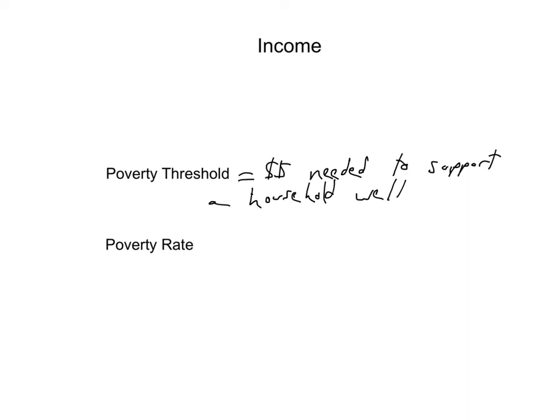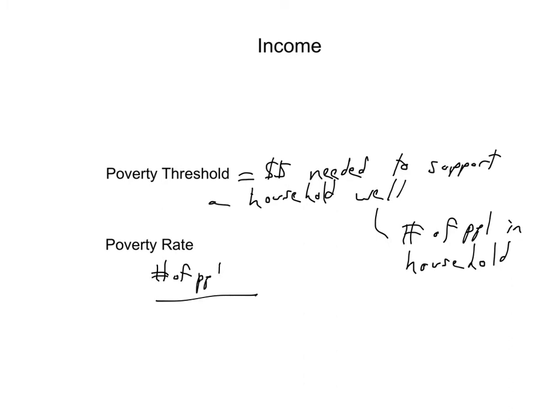And just to make this a little more meaningful, this poverty threshold does depend on the number of people in the household. So you're going to have to make more money if you have 5 people in your household as opposed to only 2. And using the poverty threshold, we calculate a poverty rate. So this is going to be the number of people in poor households divided by the total number of people.